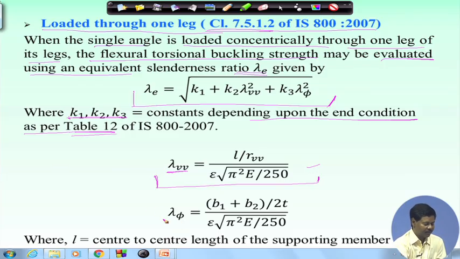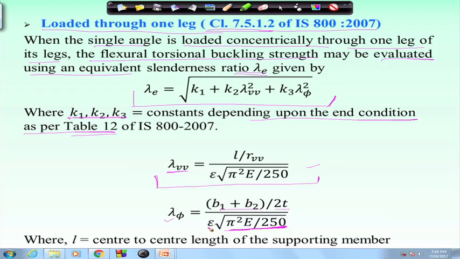Another term, lambda phi, can be calculated as b1 plus b2 by 2t by epsilon into square root of pi square E by 250. Now, for a particular grade of steel, this pi square E by 250 is constant, because E is constant for a particular grade of steel, so we can find out pi square E by 250. Epsilon is also constant, I will come to that. Now, L is the center to center length of the supporting member.